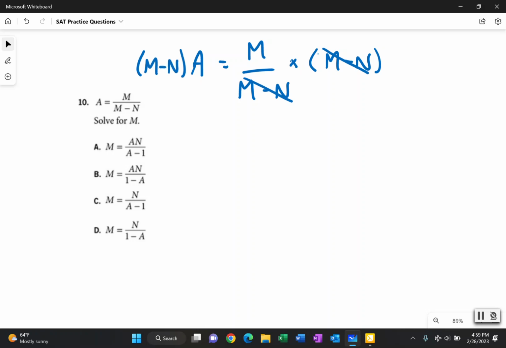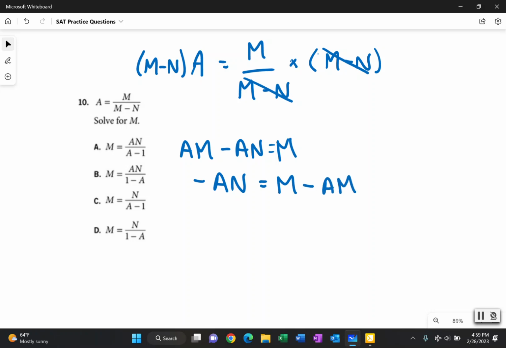All right. Therefore, I can expand. So it's going to be AM minus AN is equal to M. Fabulous. All right, now that I have this, I'm going to subtract AM and put that on the other side of M, right? Because I want to group my M's together the best that I can. So if I subtract AM from one side, I have to make sure I do it to the other side. So that's going to leave me with negative AN is equal to M minus AM.